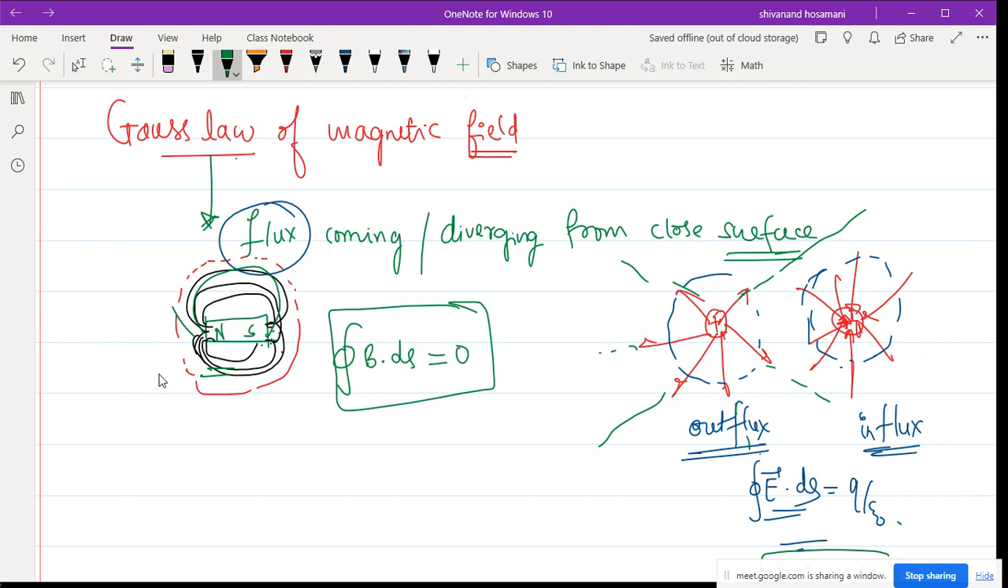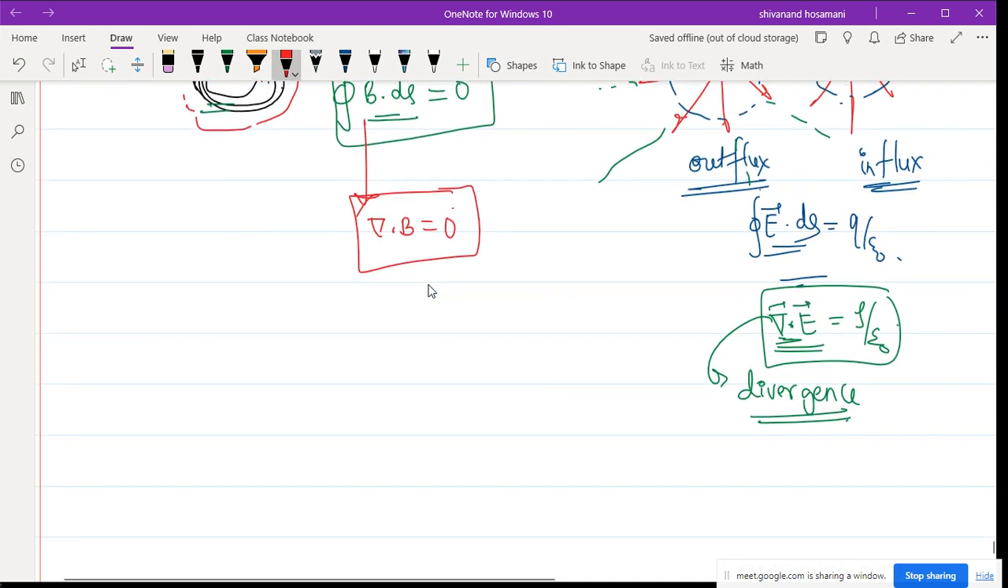Therefore, magnetic flux coming out of the field or any system is defined as zero. Therefore, we write this as del dot B is equal to 0. Del dot B is equal to 0. So this is nothing but the Gauss law of magnetic field.